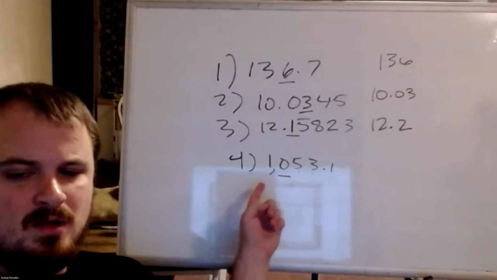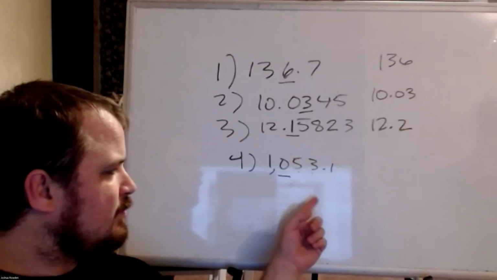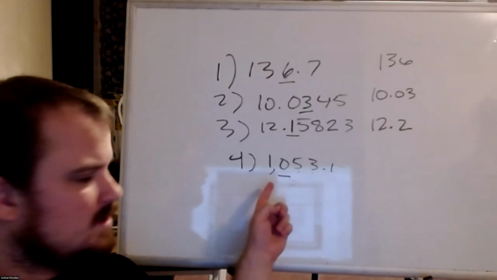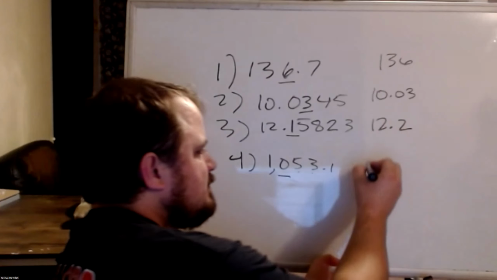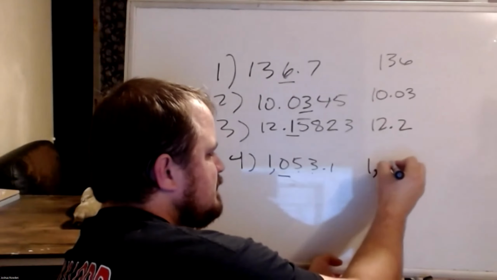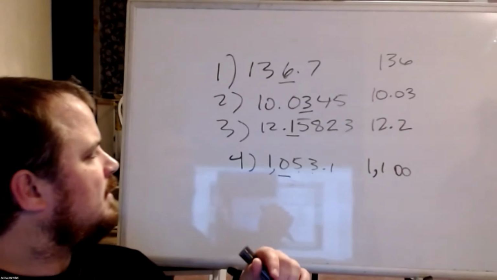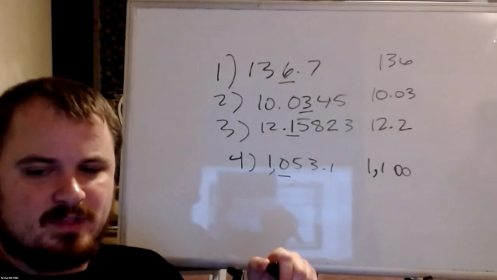And then right here, 1053.1. So what we're going to do right here is we're going to take that 53, we're going to round up. So it'll be 1,100. And that's what we get for that.